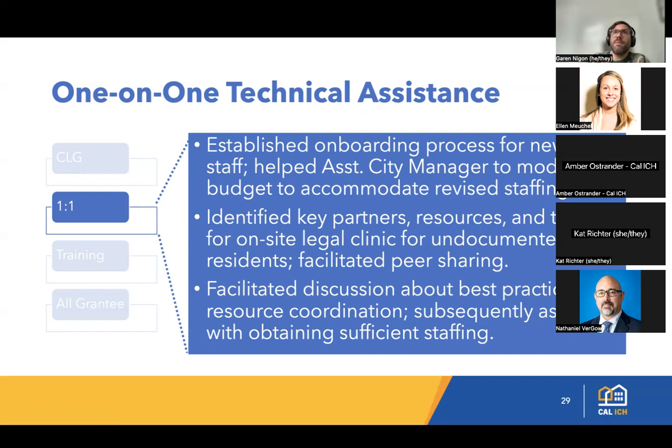We also helped plan an on-site legal clinic for undocumented residents and facilitated peer sharing around that. So you can see these are a little bit more bespoke, based on what is of highest importance to you right now in your encampment that you need technical assistance on.